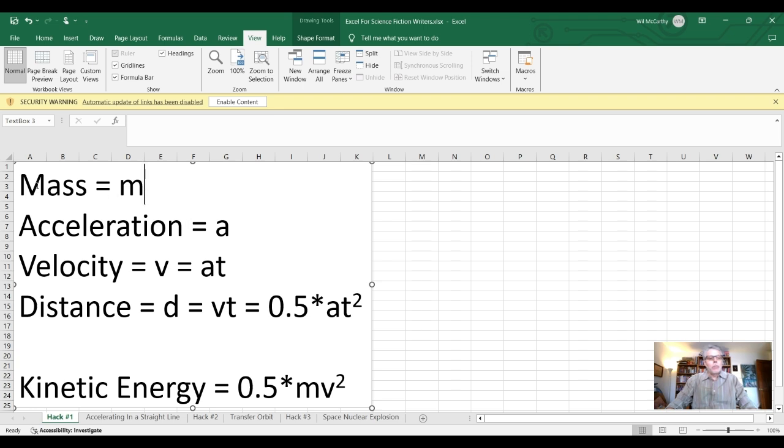And we will start by having some definitions. We have the mass of our spaceship, which is m. Acceleration is a. The velocity of the ship is v, which is simply acceleration times time, or at. The distance that we've traveled is d, which is one half acceleration times time squared, or 1/2 at squared. And we can also measure the kinetic energy of our spaceship, which is 1/2 mass times velocity squared, or 1/2 mv squared.